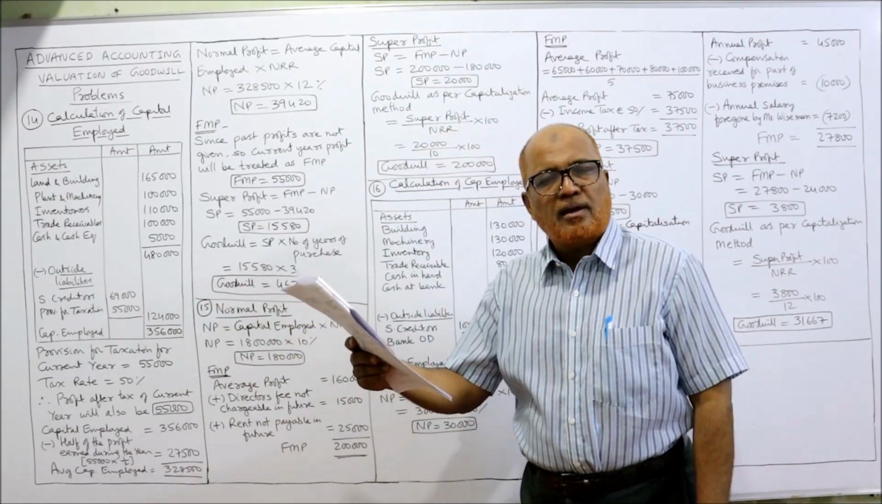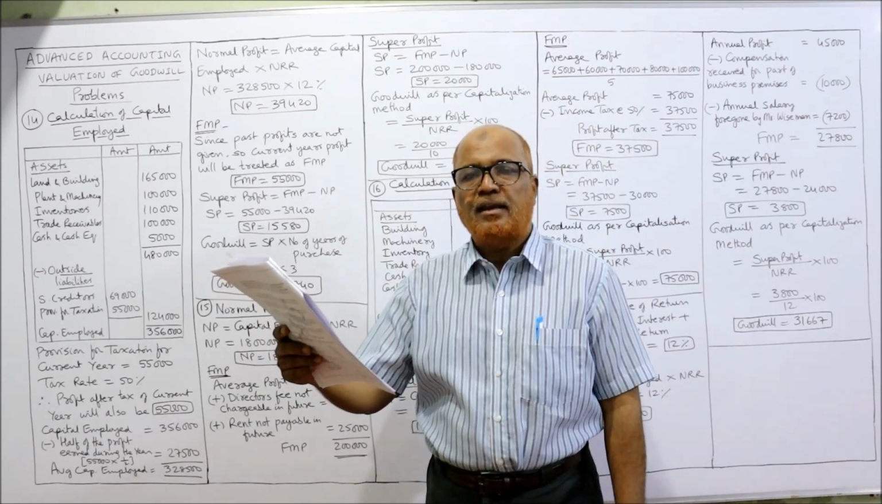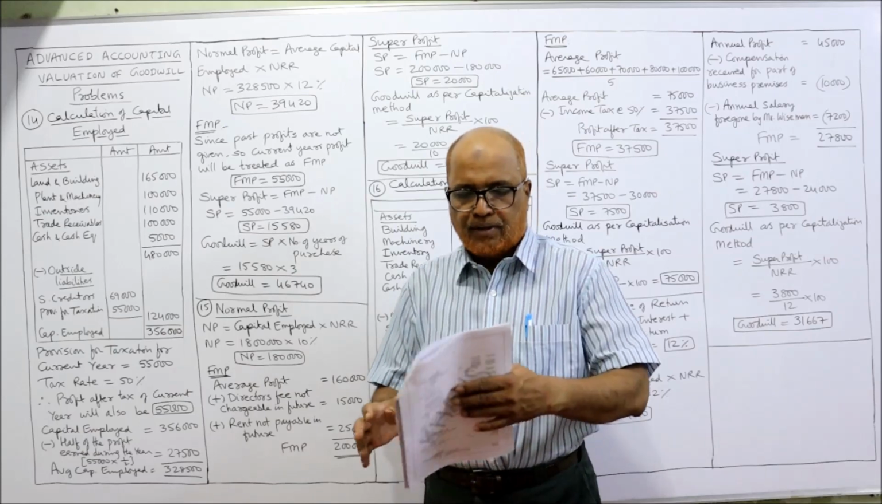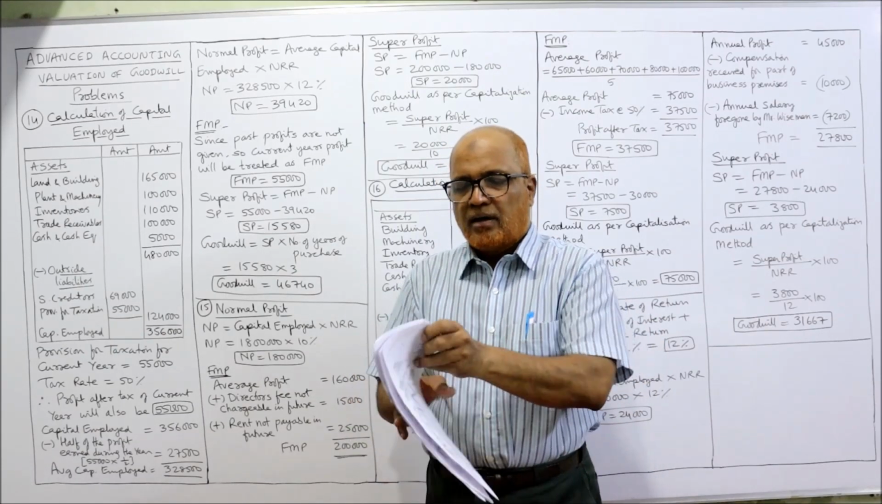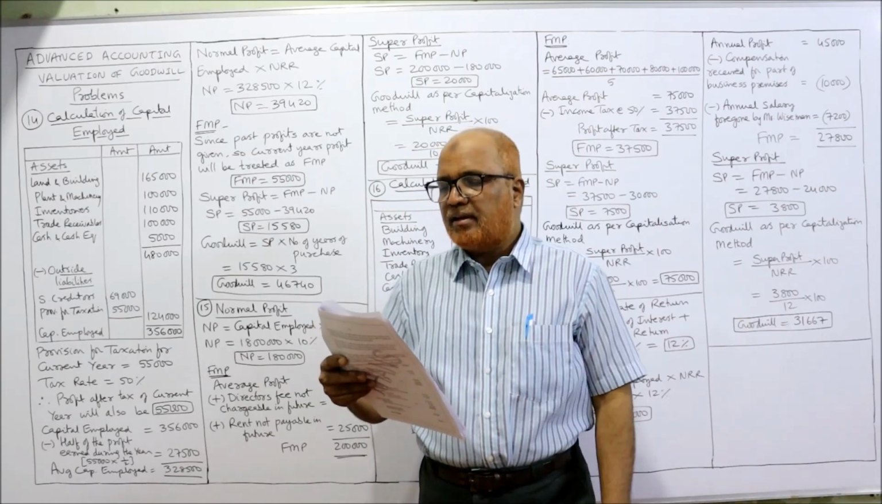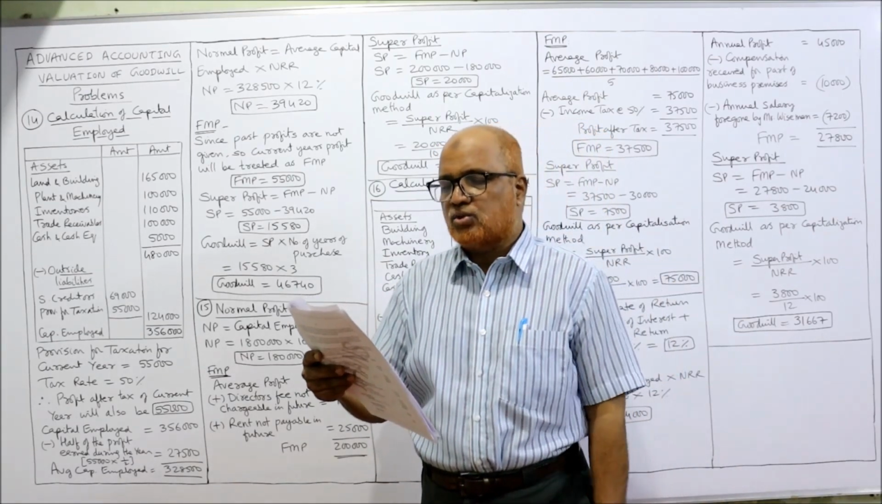Now assets, non-current assets. Fixed assets are tangible and intangible asset. An intangible asset consists of goodwill. Next page you can see. The current assets are inventories, trade receivable, cash and cash equivalent. The total of the balance sheet is 5,10,000.